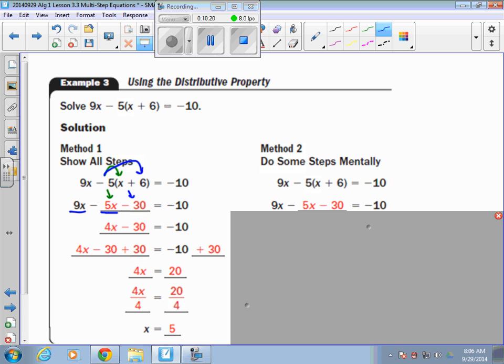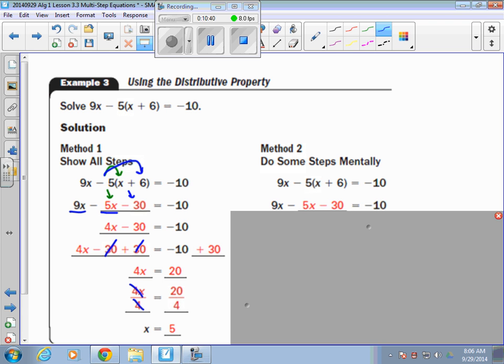Then again, this is the horizontal method, undoing minus 30 by adding 30 to both sides. If you add it to the left, it'll cancel it out. When you add it to the right, you get 20. Then get rid of 4 times something by dividing by 4. It'll cancel out 4 times something and give you just x. And 20 divided by 4 is the number 5.